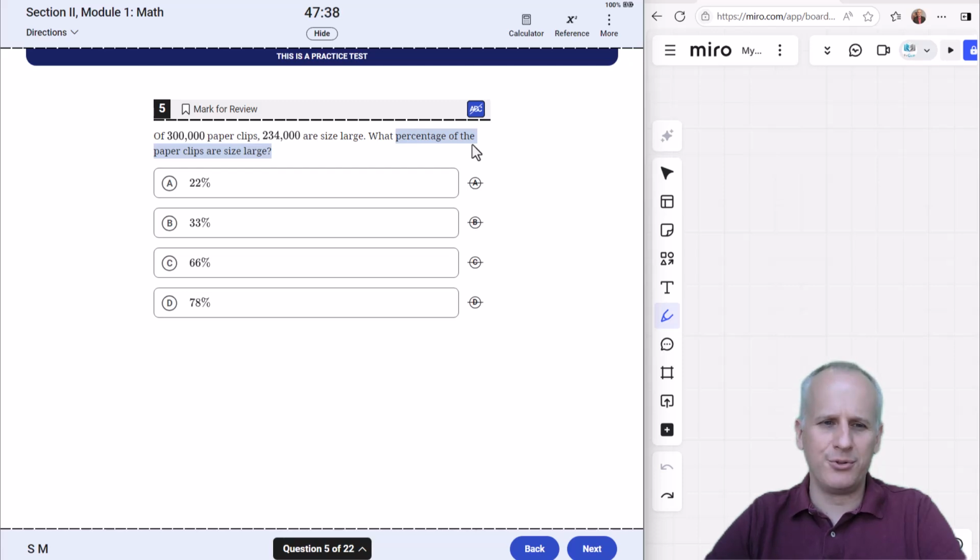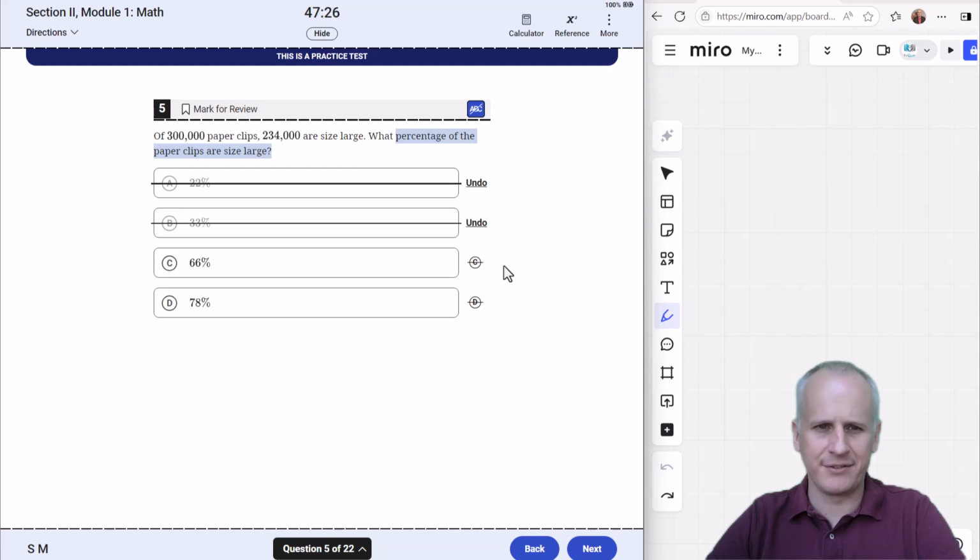Because I should be able to do some logical estimation just looking at the answer choices here. Well, clearly, the majority are large. So goodbye A, goodbye B. I should know what 66% of 300,000 is going to be. It's 200,000. Well, that's not going to work because we've got over 200,000. Our correct answer is going to be D without even having to pull out the calculator.